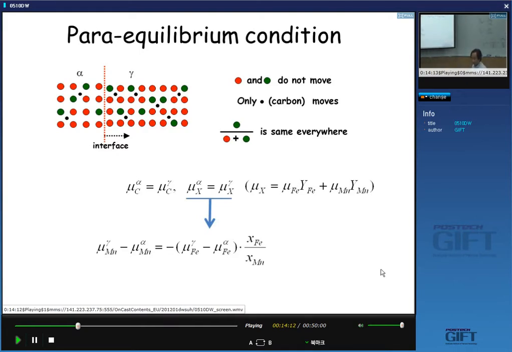So with this relationship, it might not be that difficult to derive this relationship. With these two equations, we can evaluate the concentration of the carbon, manganese, iron at the interface of the ferrite side and austenite side. Just remember that because we handle the binary system, we convert the ternary into the binary system. So if we have these two equations, we can get the interface composition.